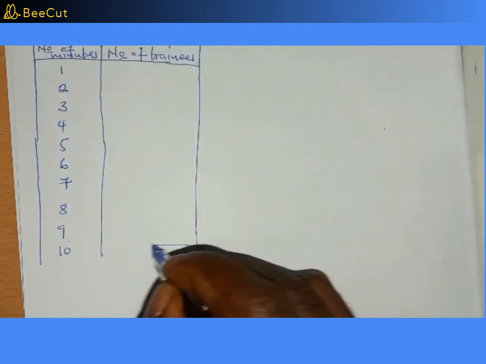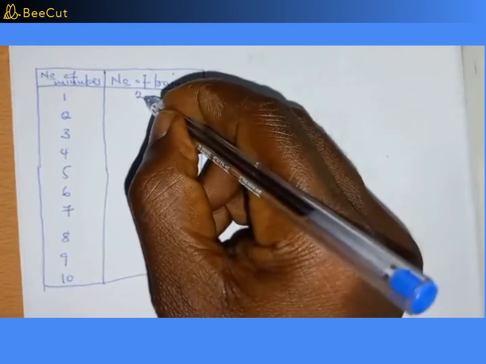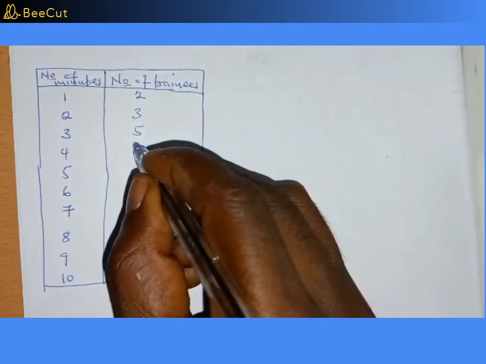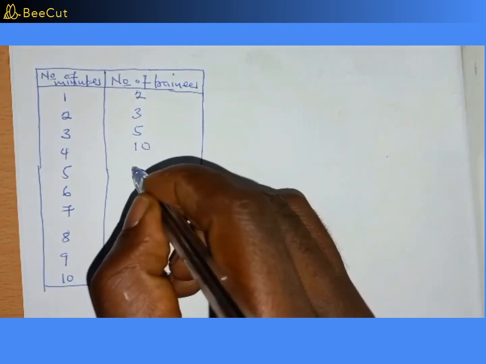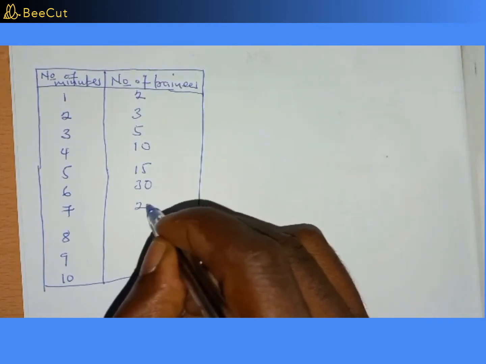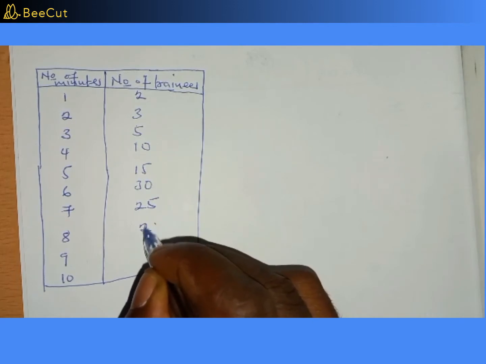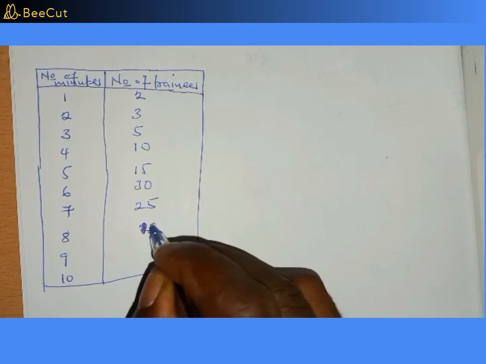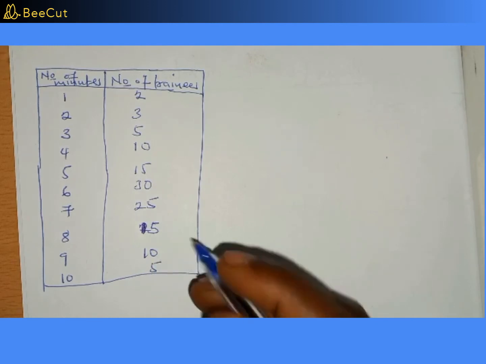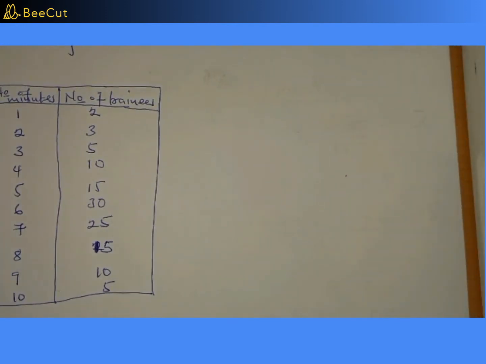Then we have the corresponding frequencies: 1 goes with 2, 2 goes with 3, 3 goes with 5, 4 goes with 10, 5 goes with 15, 6 goes with 30, 7 goes with 25, 8 goes with 15, so sorry about that, 9 goes with 10, and 10 goes with 5.